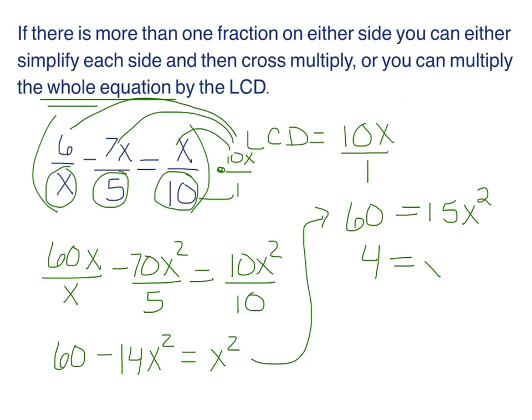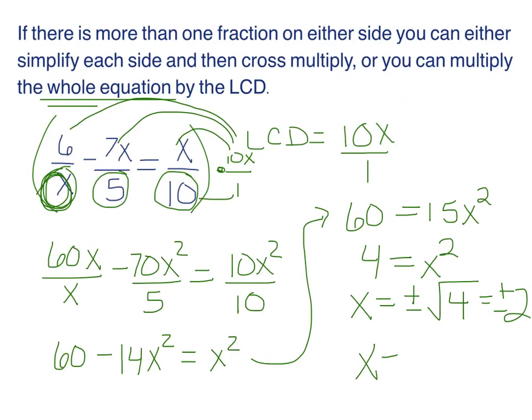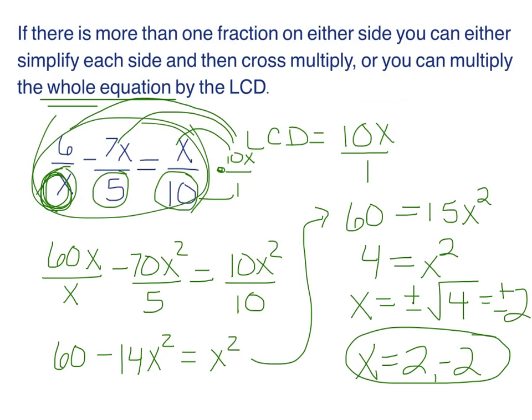4 equals x squared. And take the square root, x equals plus or minus, do not forget that, the square root of 4, which is plus or minus 2. And then make sure that positive or negative 2, both, would be okay. Neither of those would make our denominator 0, so x equals 2 and negative 2. Both of those answers will make this equation equal.